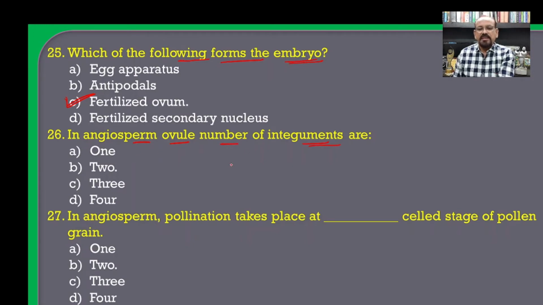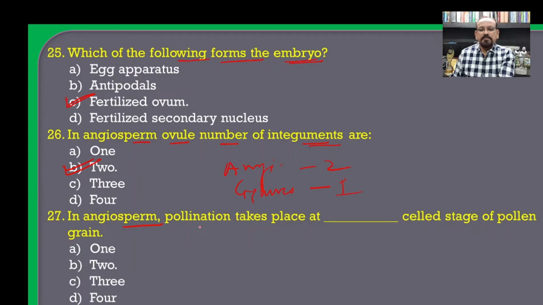So we have to remember here, in angiosperms there are two integuments, and in gymnosperms there is one integument. So here in angiosperms there is the presence of two integuments, meaning the ovules of the angiosperms are bitegmic, and in the gymnosperms they are unitegmic.